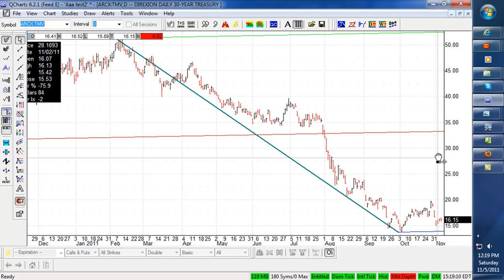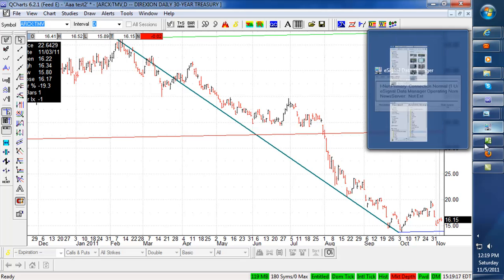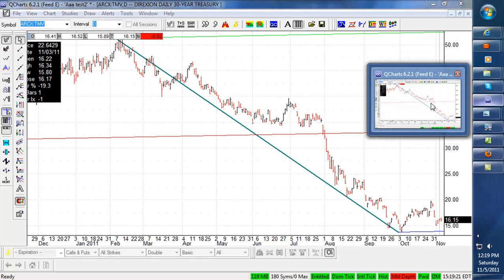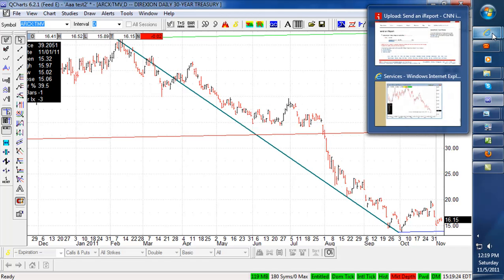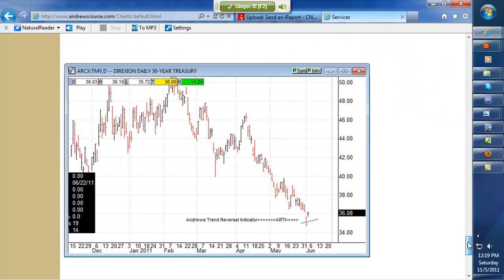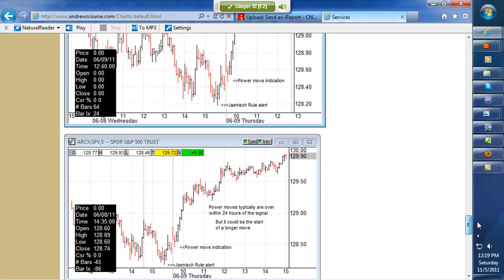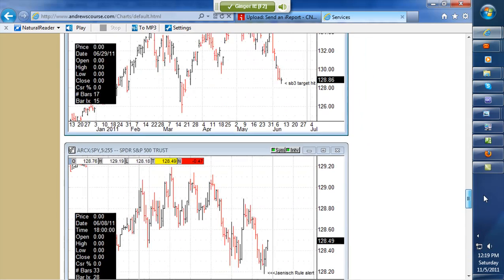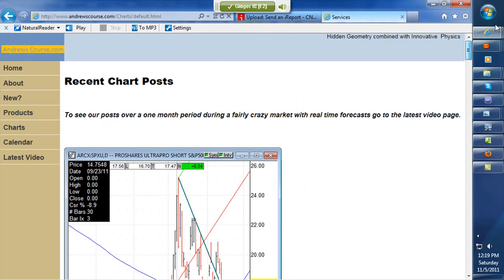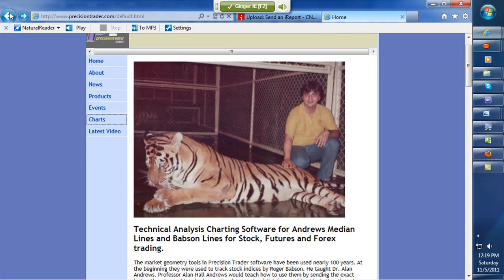Let's see. So we have that going on, and where am I? Okay. Yep. So, okay. So he's asked me to upload something onto iReport, and I'm trying to do that. I don't know if I can do that, because I don't have his password. Oh well. Anyway, this is the chart posts, and that should give you some understanding.